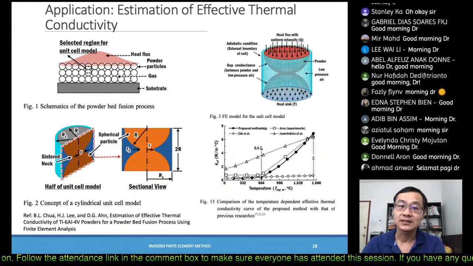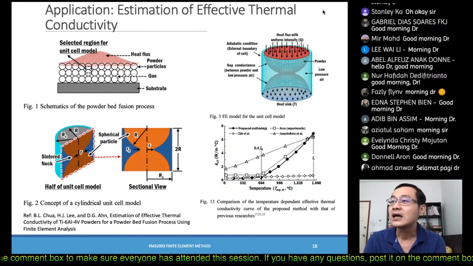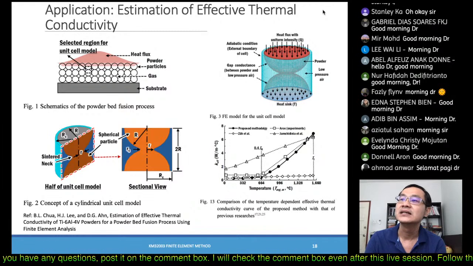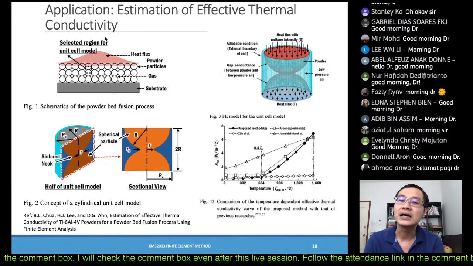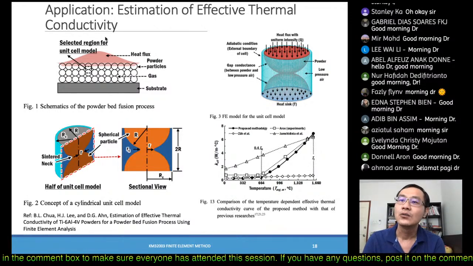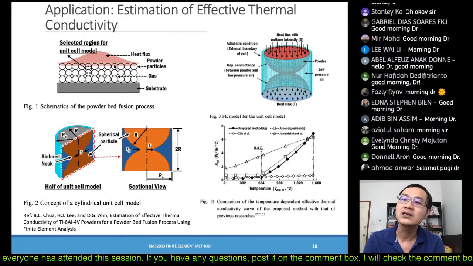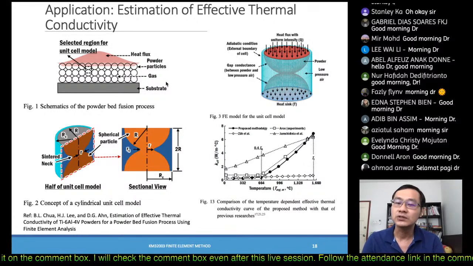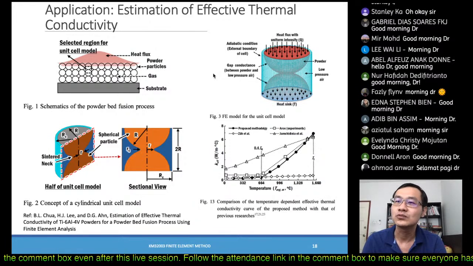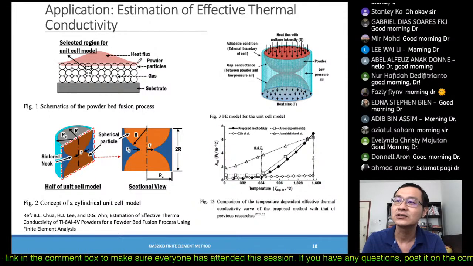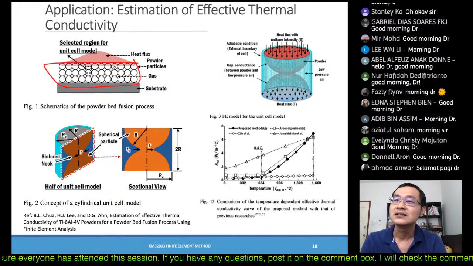Now what we can also do is estimate the effective thermal conductivity for a powder. In the solid itself, it's very obvious, it depends on the thermal conductivity. But when we talk about a powder, how does the powder actually transfer heat from one powder particle to another? This is one of the ways that we can estimate the effective thermal conductivity for this powder.